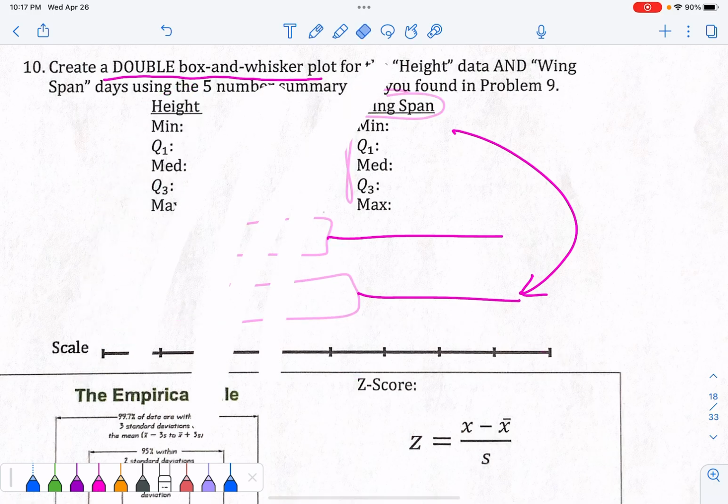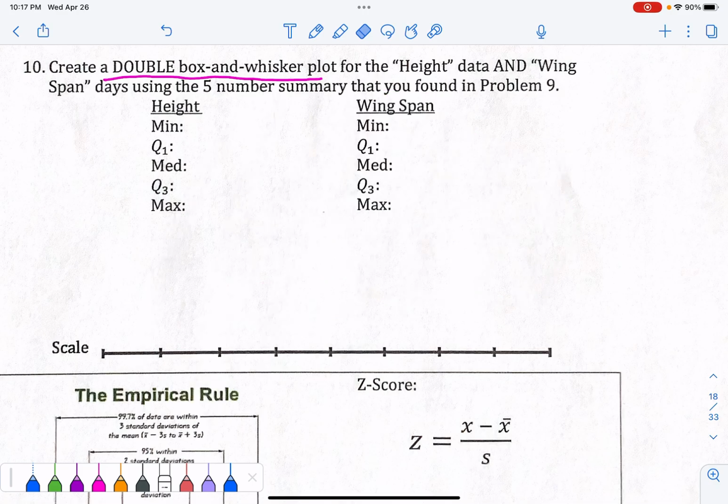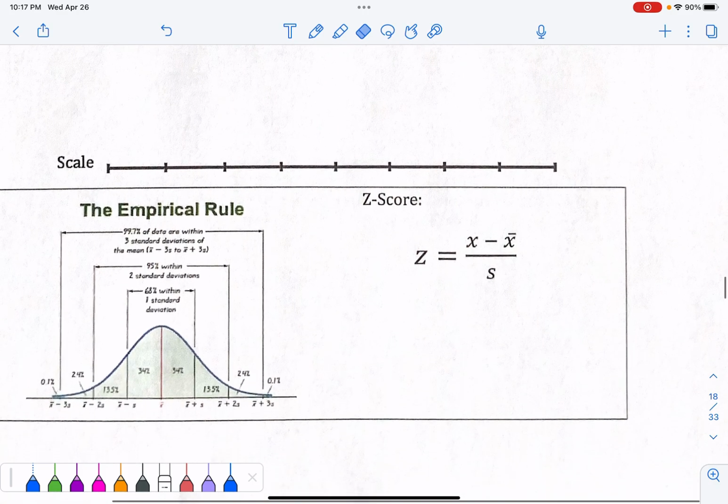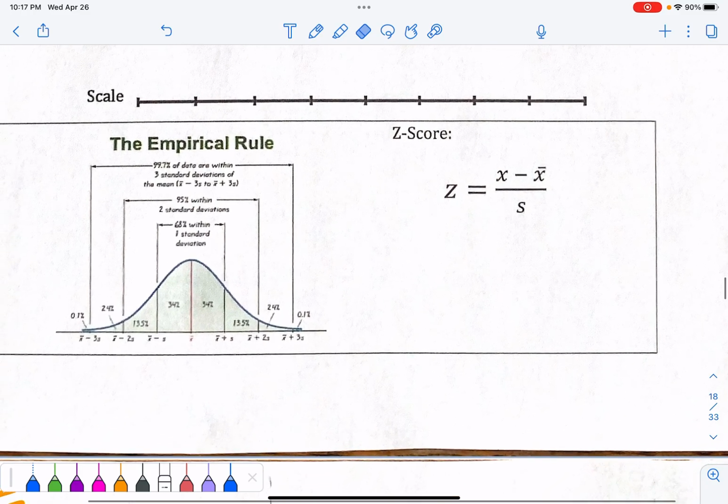Let me erase. Okay, next thing. If you need to pause and go back through and listen to this again, that is totally fine. Okay, next thing is the empirical rule.